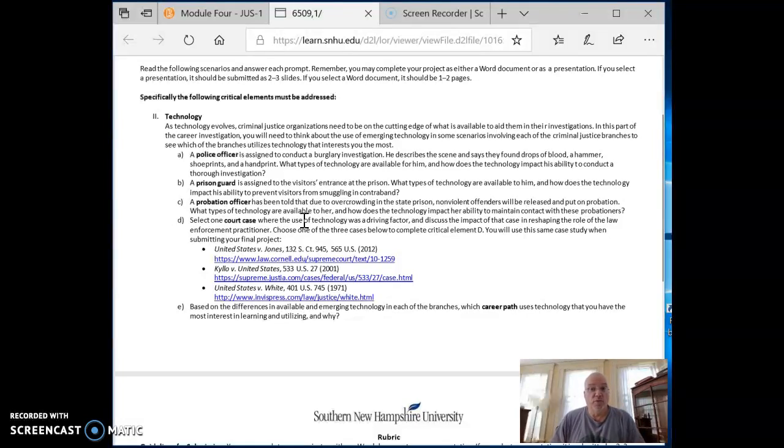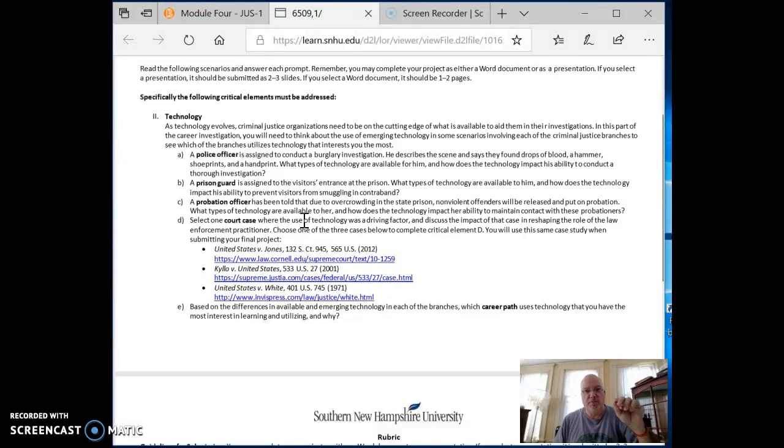Then for those who want to be prison guards, everybody has to answer this one anyway, but a prison guard is assigned to the visitor's entrance at the prison. What types of technology are available to him or her? First question. How does the technology impact the ability to prevent visitors from smuggling contraband? 2 questions. All right, so you have 2 questions there. That should be a couple lines. So you have paragraph A, I would say first paragraph will be A, just a couple lines answering each question.